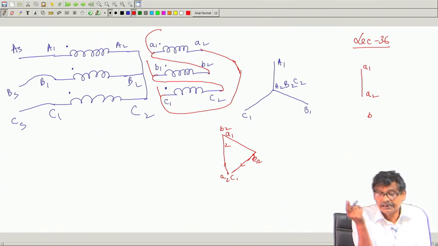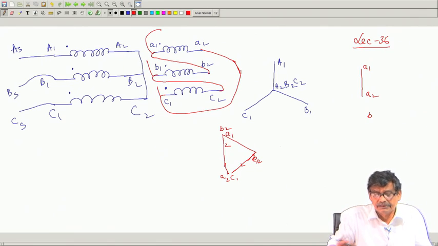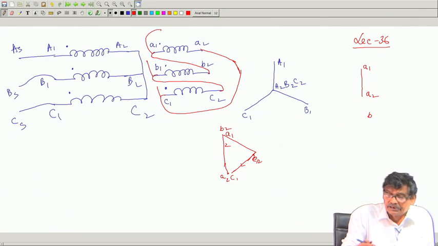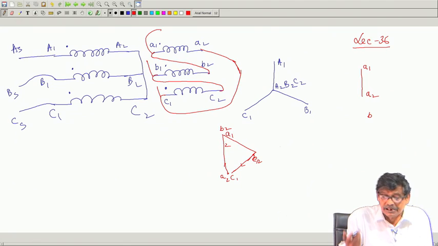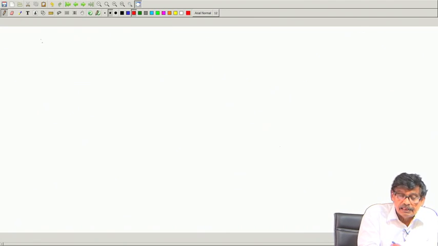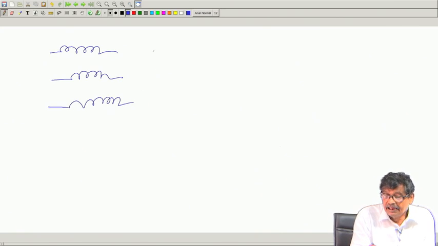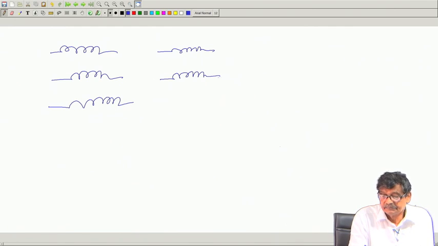I will show you one case where I make it delta without caring about polarity, and try to make a delta connection; what will be the consequence, that I will show now. Suppose somebody says this is the primaries and these are the secondaries, so that you can appreciate the points.